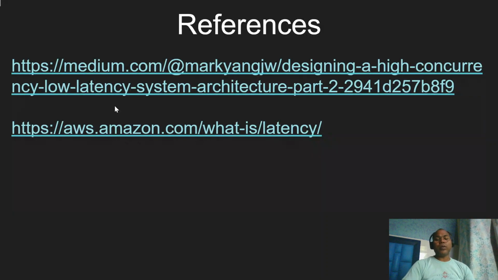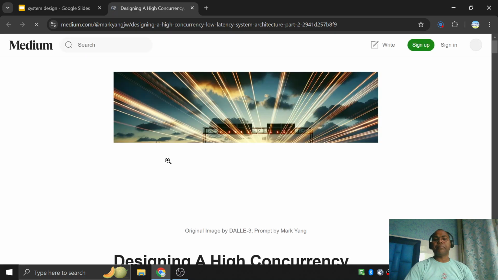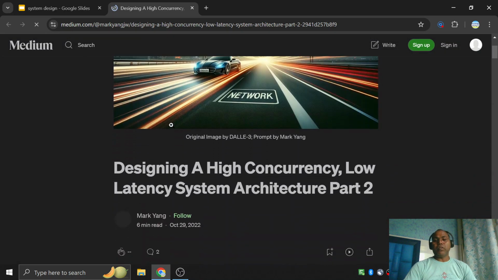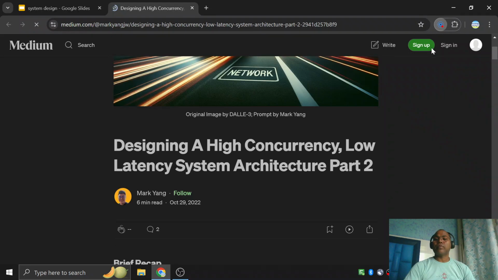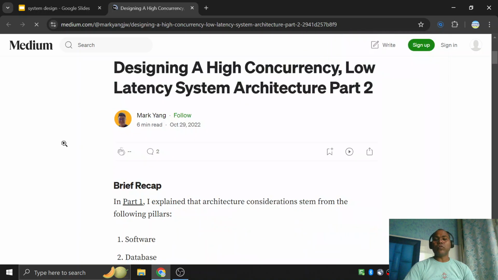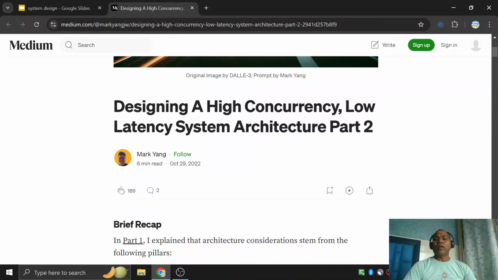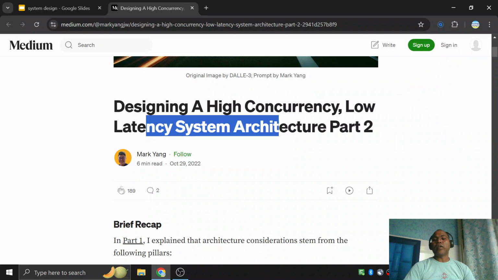So lots of reference content is available for us, and we have to look at it and plan them. So let's look at this. I have already collected all the contents, and we just have to choose here a brief summary about high concurrency and low latency system designs.